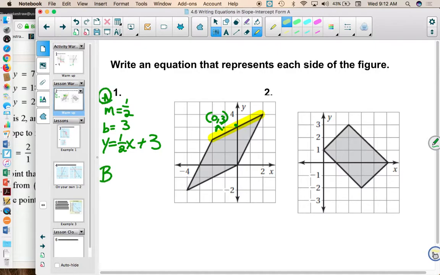Okay? Now it says, if I go back to my instructions, each side of the figure. So I need to write another one. So this time let's look at this piece. Okay? Going to look at the piece that I highlighted in the pink. Find the slope for the piece that's highlighted in the pink, Natalie. But what's that slope?